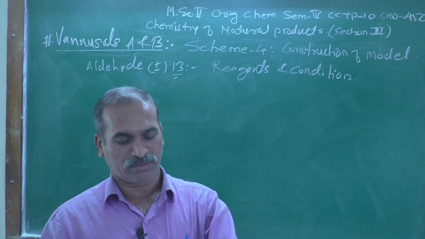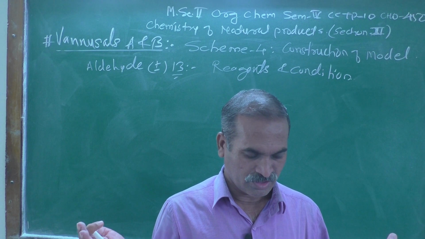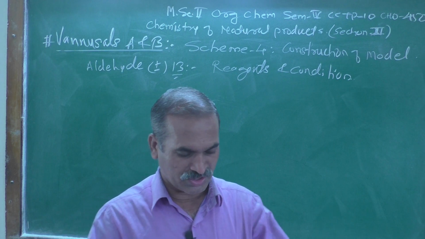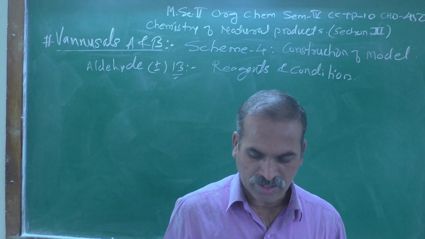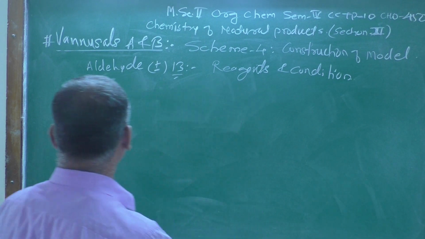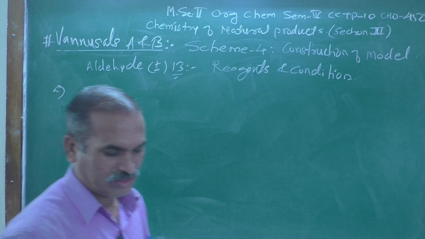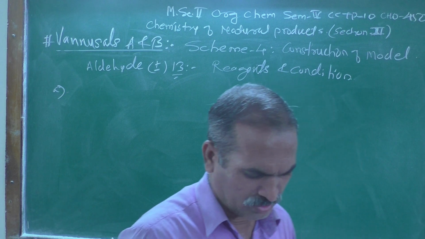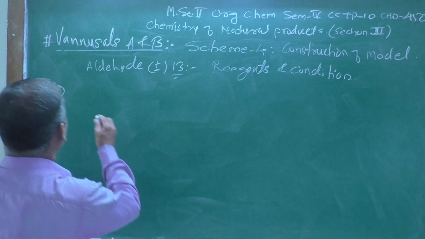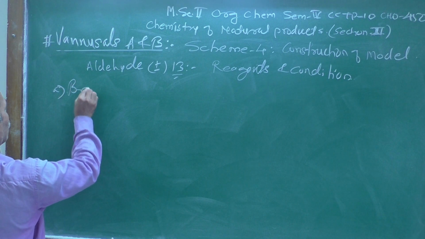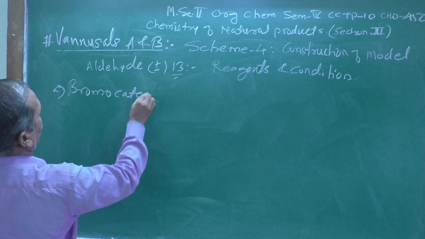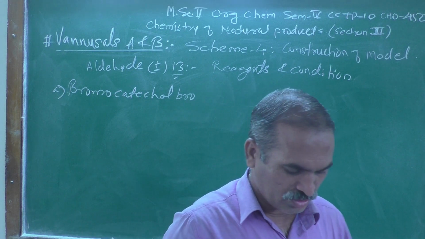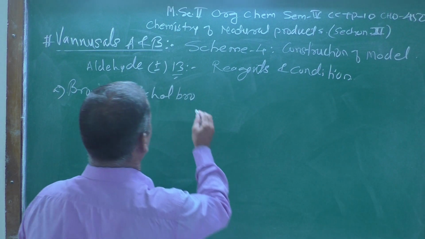So, what kind of reagent and what type of condition is there. The reagent number A added over here is bromocatechol borane, bromocatechol borane.